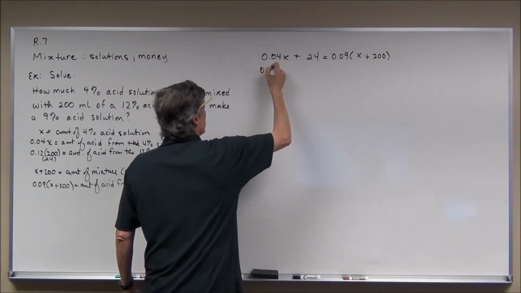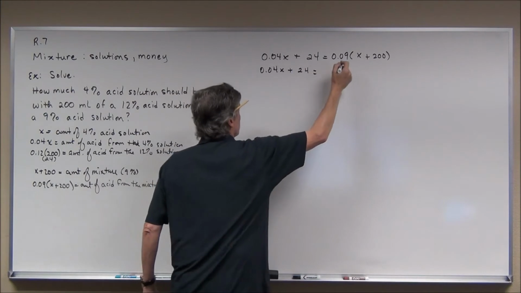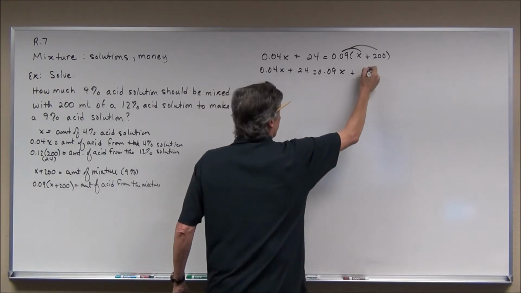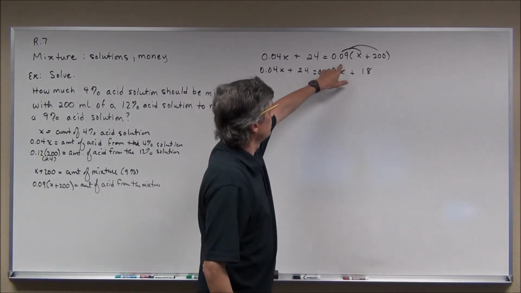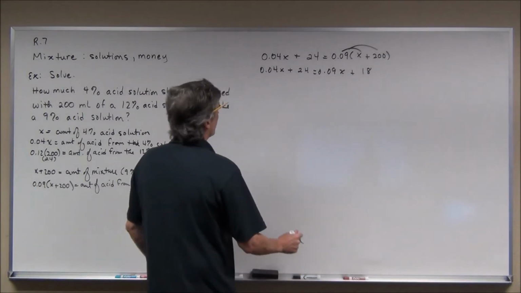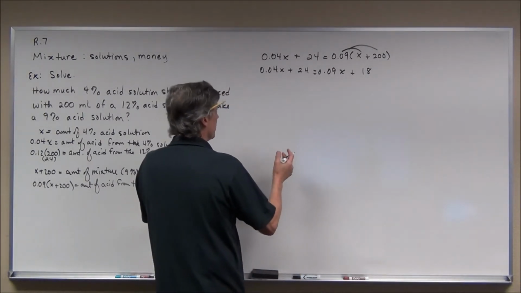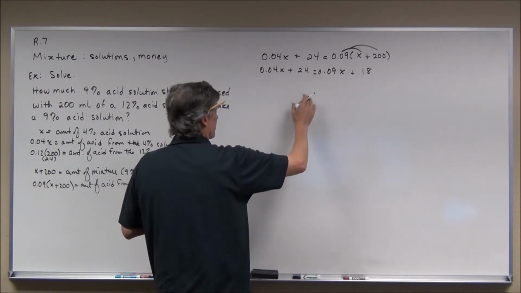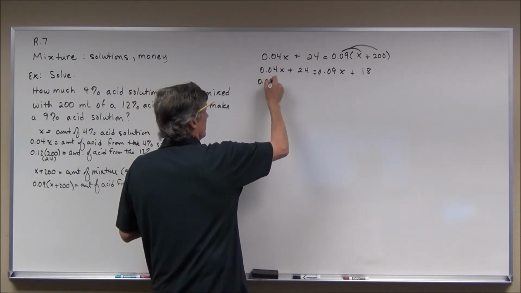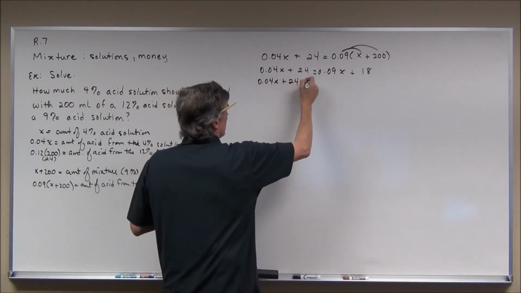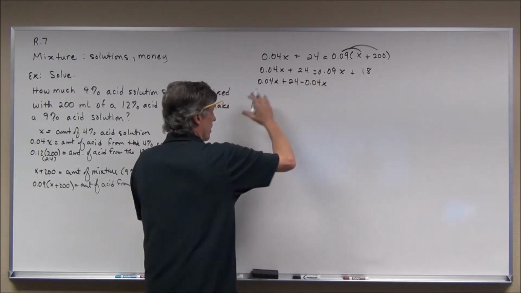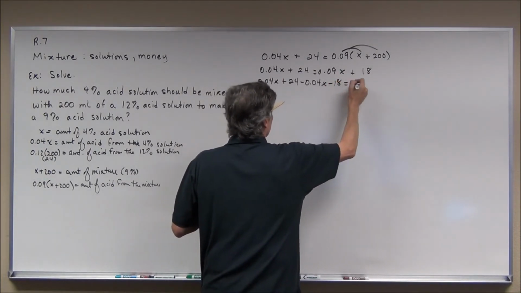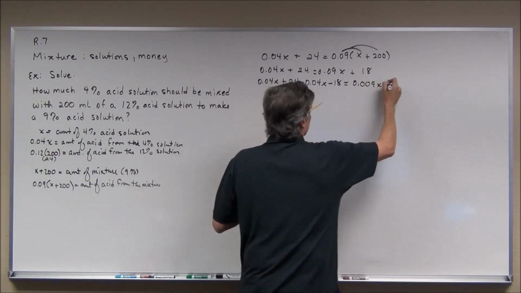Now this is 0.04x plus 24 equals 0.09x plus, now that will turn out to be 18. 100 times 0.09 is 9, so 200 is 18. I'm going to get the variable on one side. Now if you don't like the decimals, multiply through by 100, but these are not that bad. There's only 2 of them, and they're like terms. So I'm going to subtract 0.04x to get the variable from both sides to one side, and at the same time I'm going to get rid of the plus 18 by subtracting 18. So I'm going to do both in the same line here.